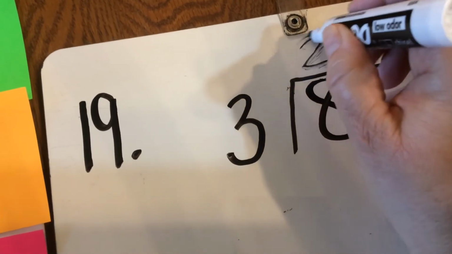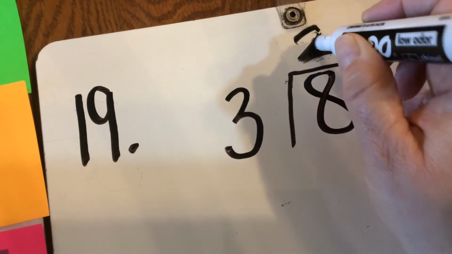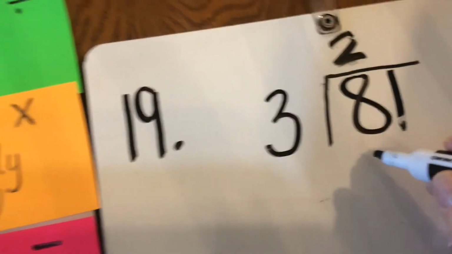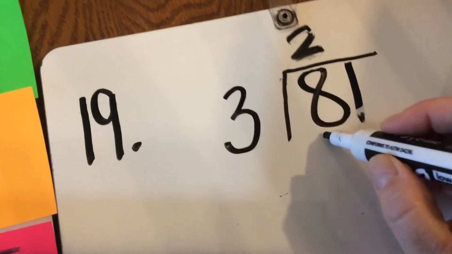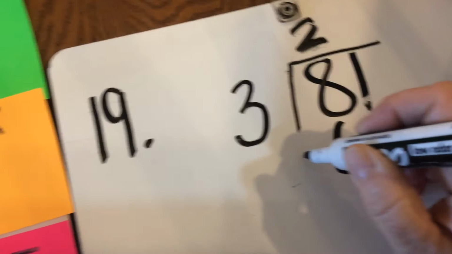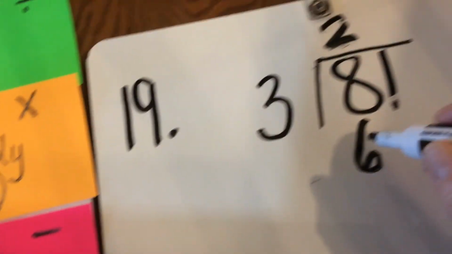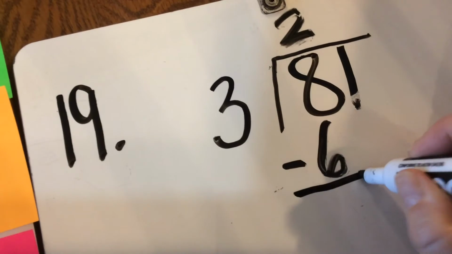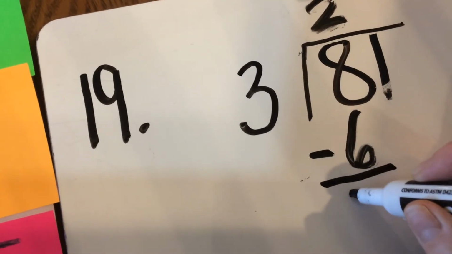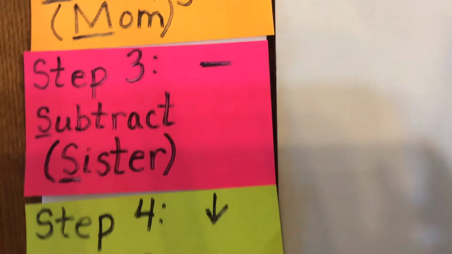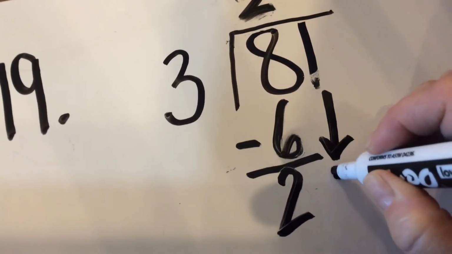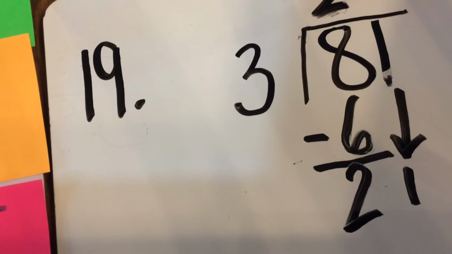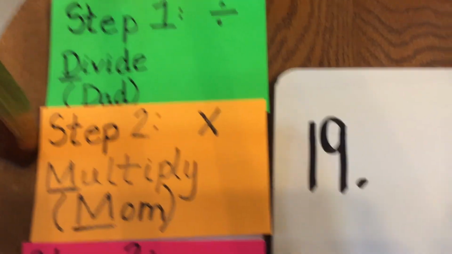And let me see if I can do this better. And then 2 times 3, that's where we multiply over here. So we divide it, now we multiply. 2 times 3 is 6. And then remember our step 3, we subtract. So 8 take away 6 is 2. And step 4 tells us to bring it on down. So we're going to bring that 1 all the way down. We're going to go right back to step 1, which is divide.